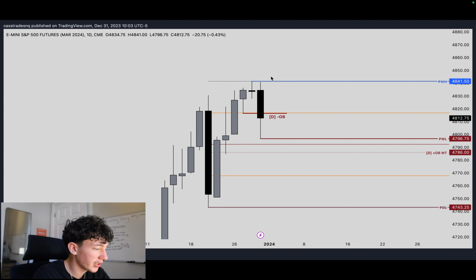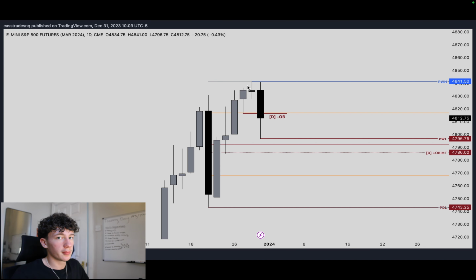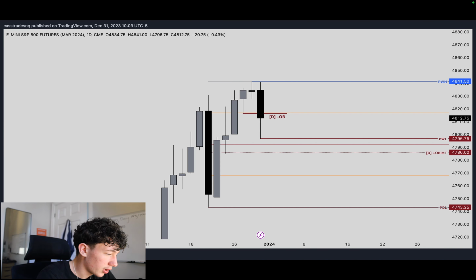See this high here, also the previous week high, traded through and then rejected. See, we failed to displace above this high. That's another thing that shows me that we're weak bullish right now. Okay, and then this daily order block, mean threshold, same as on NQ.